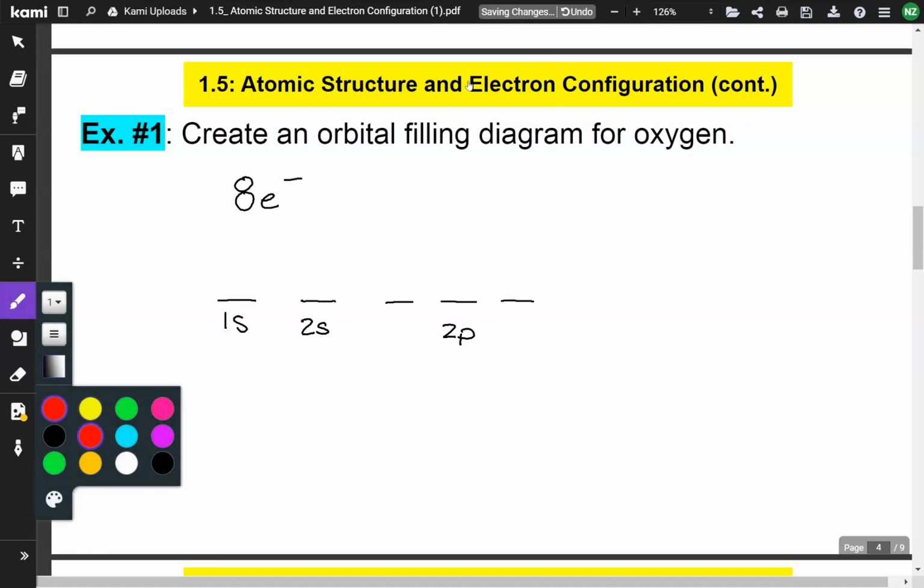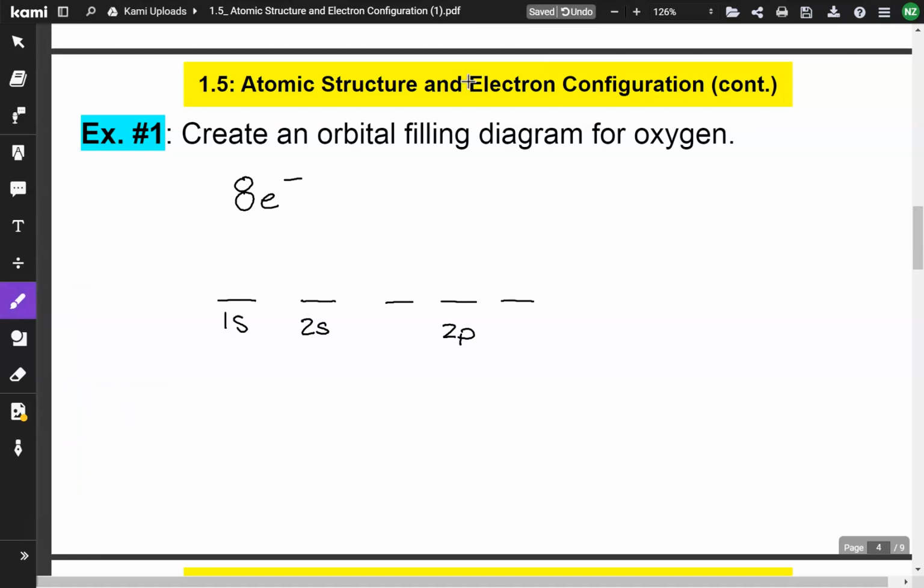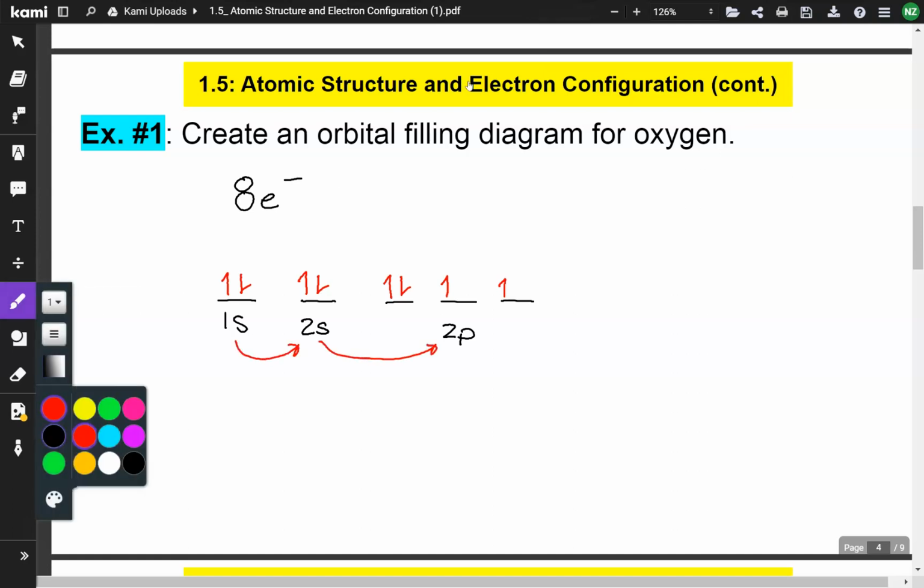So let's go ahead and fill this in. 8 electrons. So 1, 2, 3, 4, 5, 6, 7, 8. Okay, now if you have a hard time remembering the order that these orbitals go in, I have a trick for you.